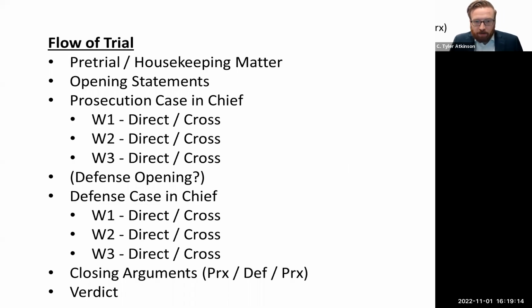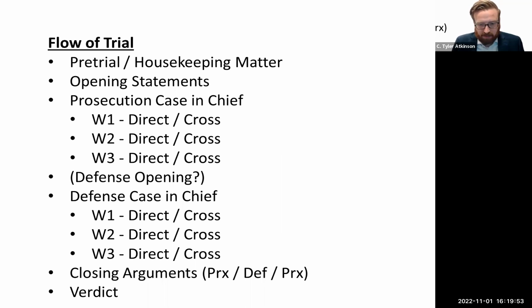All right, flow of trial. There'll be pretrial or housekeeping matters, opening statements from both sides. The defense can reserve their opening for after the prosecution's case in chief. So it will go down here if that's the case. Otherwise, they'll give an opening statement up here. Prosecution or plaintiff will present their case in chief. The prosecution will call their first witness. They'll direct that witness. The defense will then conduct cross of witness one. Prosecution will call witness two. That's their direct. The defense will cross the prosecution's witness two, witness three, and so on.